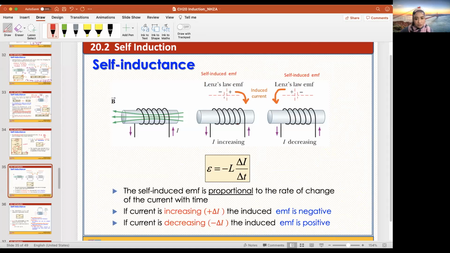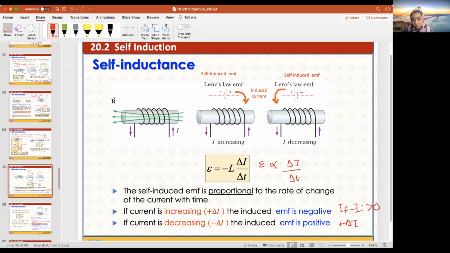So now, let's look at this. The self-induced EMF is proportional to the rate of change of current with time. We talked about this already. This is EMF proportional to delta I over delta T. If current is increasing, when current is increasing, the I final minus I initial must be greater than 0. So delta I must be positive. That is when your I is increasing.